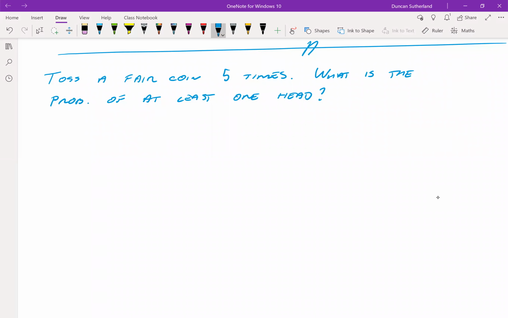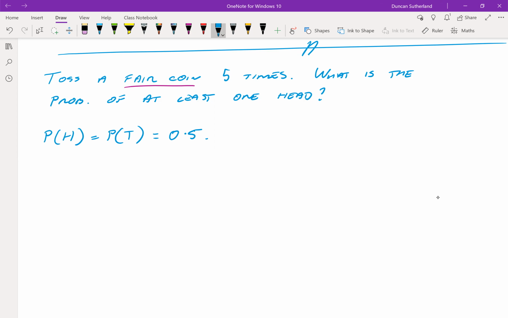Okay, so we're going to start tossing coins, which is a fairly standard thing to do with probability. We're going to toss a fair coin 5 times. Now, a fair coin means that there's an equal probability of a head or a tail. And remember that a head is mutually exclusive with a tail. You can only get one or the other. So probability of head equals probability of tail equals 0.5.